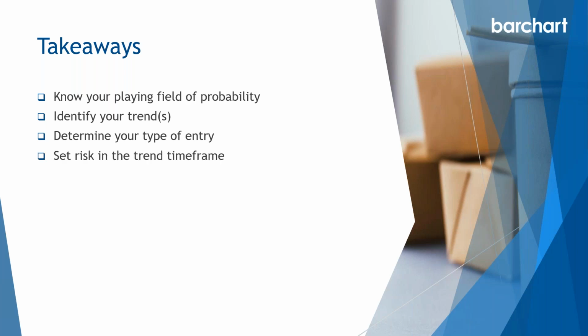Set my risk in my trend time frame. Where is my trend at risk? Where do I believe the trend is going to go from an uptrend to a downtrend? But then use lower time frames to help me reduce that risk, to find an entry and a risk that is smaller. That's going to help me get a greater risk reward ratio.